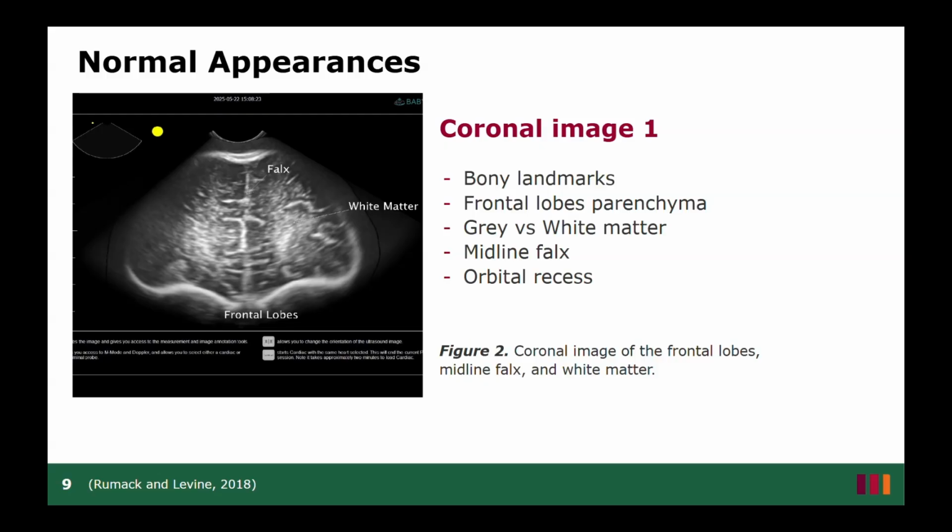Here we can assess the symmetry and integrity of the white and gray matter. The symmetry of the bones helps confirm true asymmetry caused by pathology and not the sonographer obliquing the probe. The falx is seen separating the right and left frontal lobes.